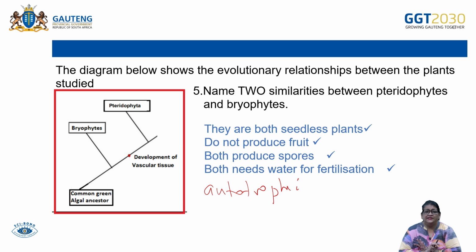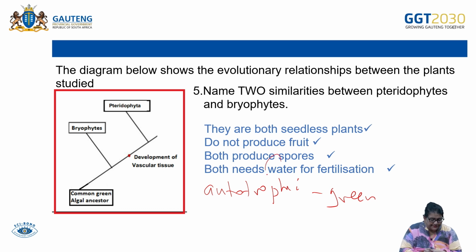So moss plants and fern plants, although moss is more of a simple plant, it can photosynthesize just like your fern plant. They are green. They are autotrophic. That's one similarity. And both of them need water for fertilization. You remember in your moss, your leafy female branch and your leafy male branch, the sperm cell had to swim from the male branch to the female branch. It needed water for fertilization, sexual reproduction.